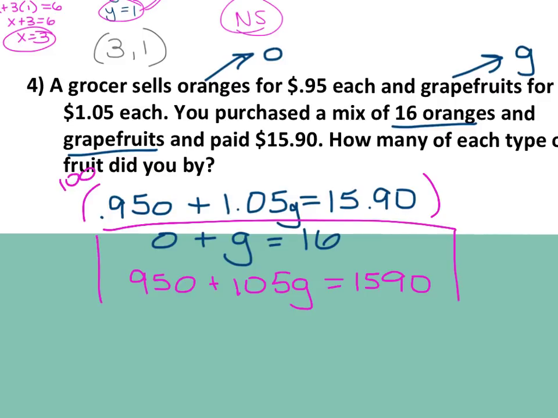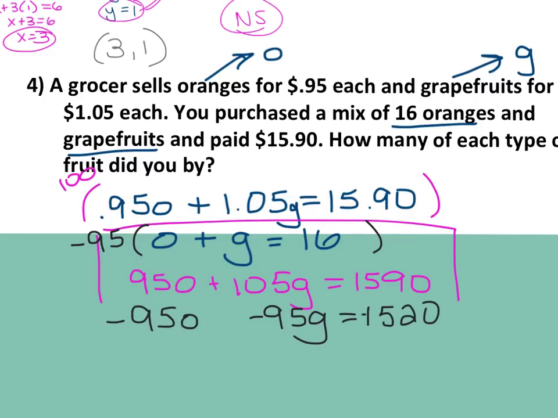Since we're doing elimination, I'm going to continue this question using elimination, but you could also use substitution. So if I want to cancel out the O, let's say, I would multiply everything in the top by -95. I'd get -95O plus -95G, so this becomes a minus, equals 16 times 95, which is 1520, and it's negative 95 times 16.